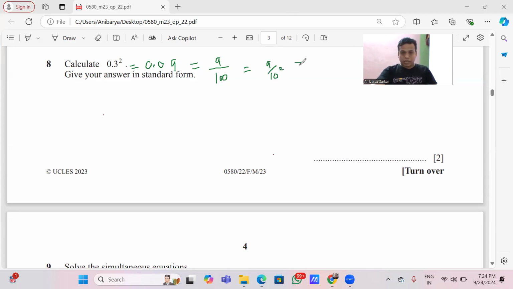Or you may write it as 9 into 10 to the power minus 2. 9 into 10 to the power minus 2, this value. Or you may write it as 9.0 into 10 to the power minus 2. 9.0 into 10 to the power minus 2 is the final answer. Okay. Now try for the next question.